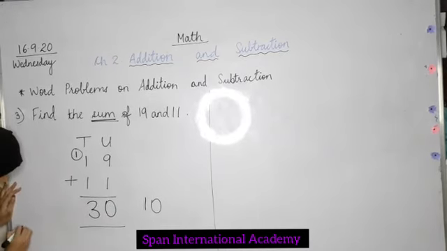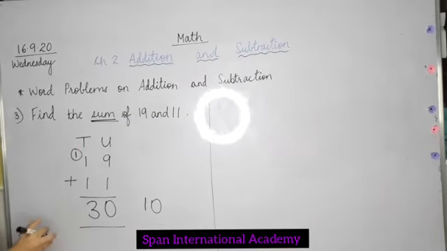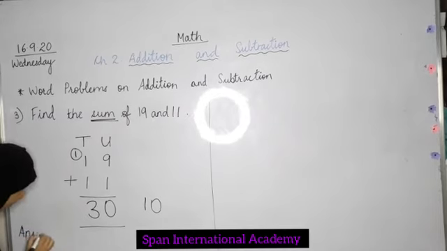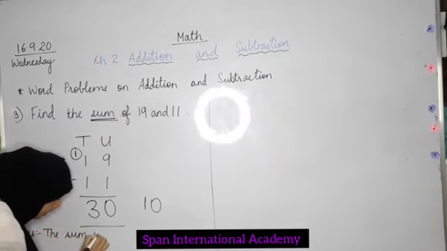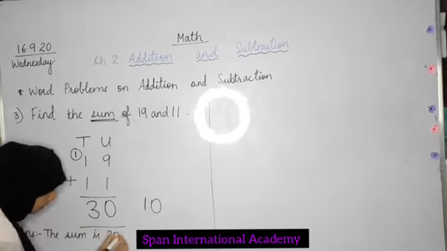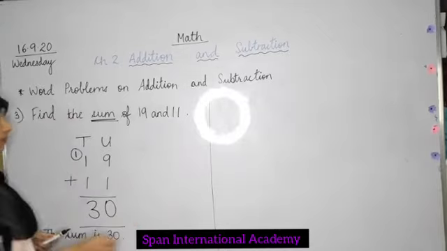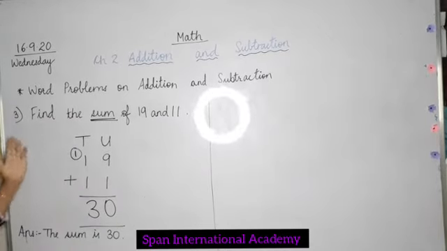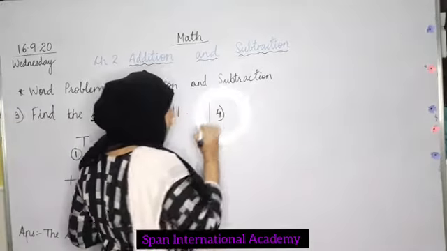Okay. Let's quickly write the answer. Find the sum of 19 and 11. We will write it as the sum is 30. Okay, that is it. Have you all understood? This was a very simple sum. Now we move ahead and see our fourth example.